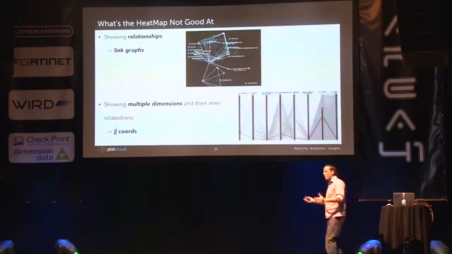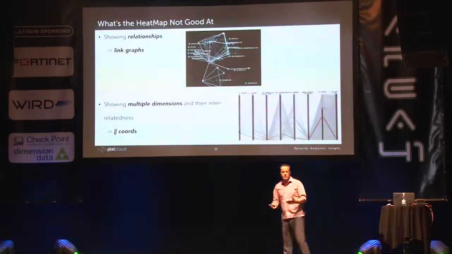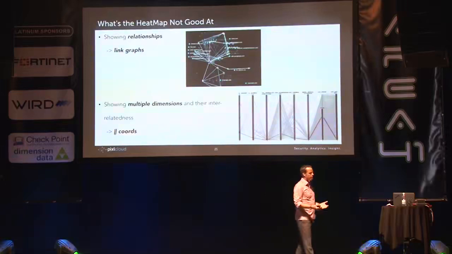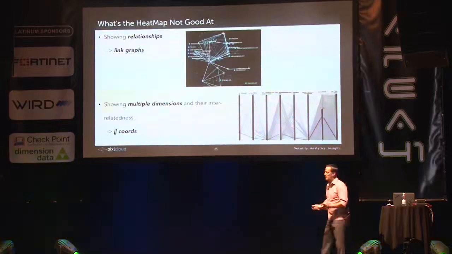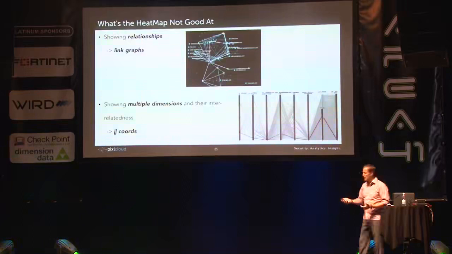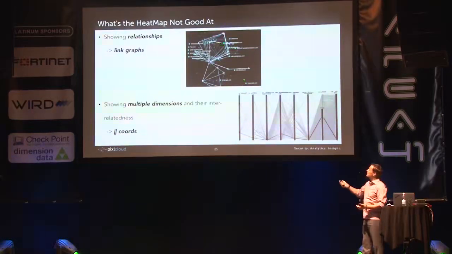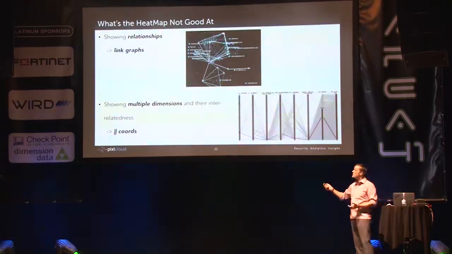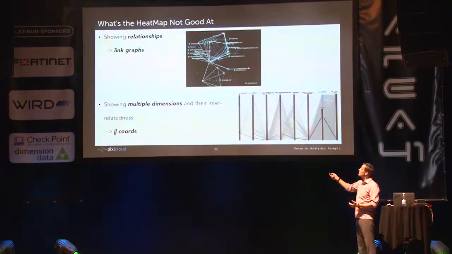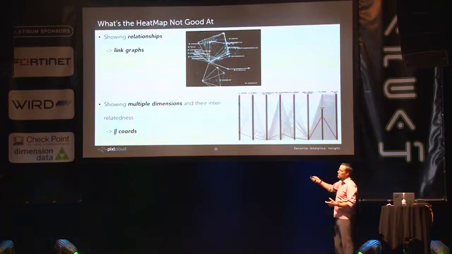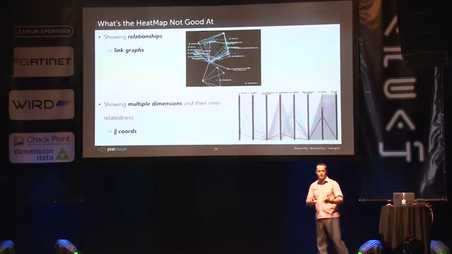Now, I'm motivating why heat maps are so great, but they also have their challenges, obviously. One of the big challenges is that you can't see relationships in them. These graphs here are much better suited for that. So you see relationships between different machines here, how they're communicating, what ports they're using. So relationships are not well seen in heat maps.